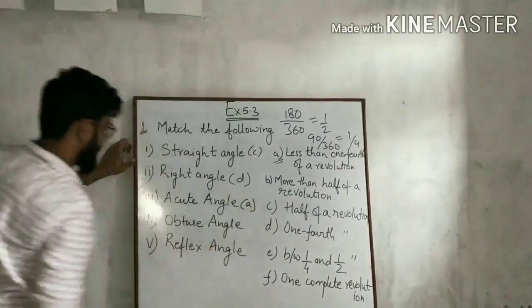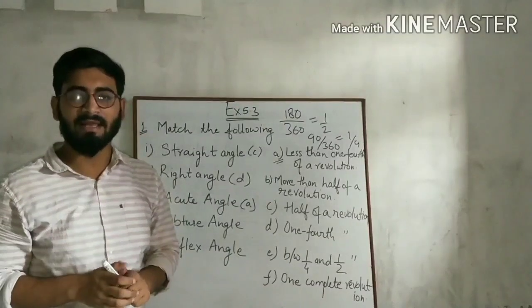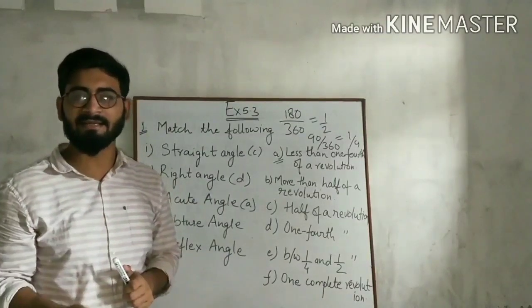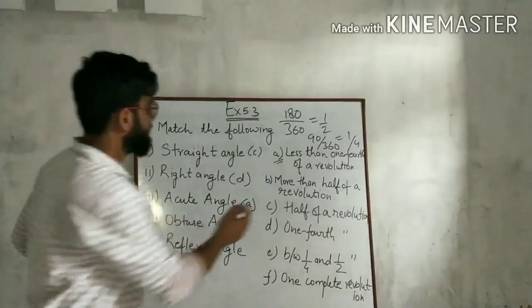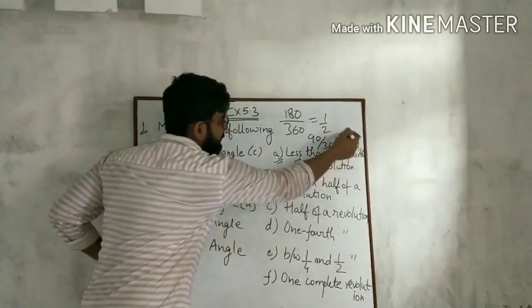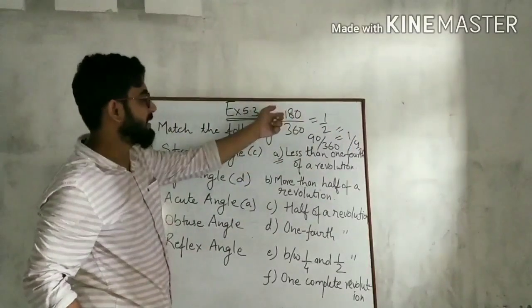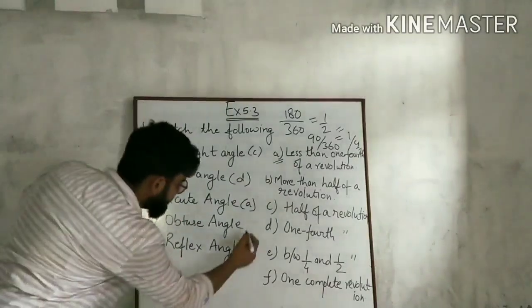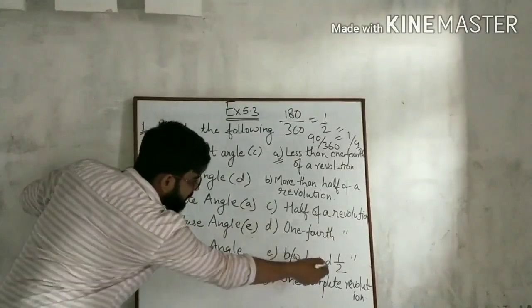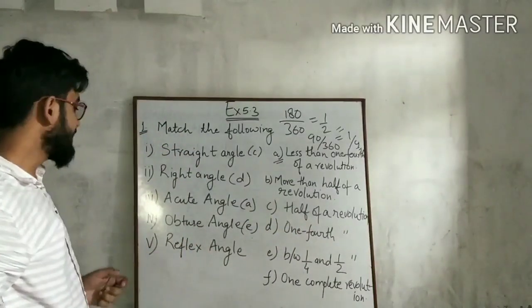A part. Now fourth part, obtuse angle. What is obtuse angle? An angle which is greater than 90 degree but less than 180 degree. That means its revolution will be between 1/4 and 1/2. Why? Because it is greater than 90 degree but less than 180 degree. So it will match with E part, between 1/4 and 1/2 of a revolution. Okay, now the last part, reflex angle.